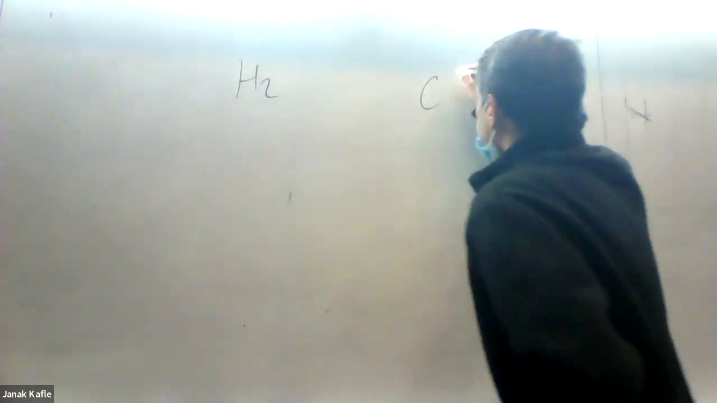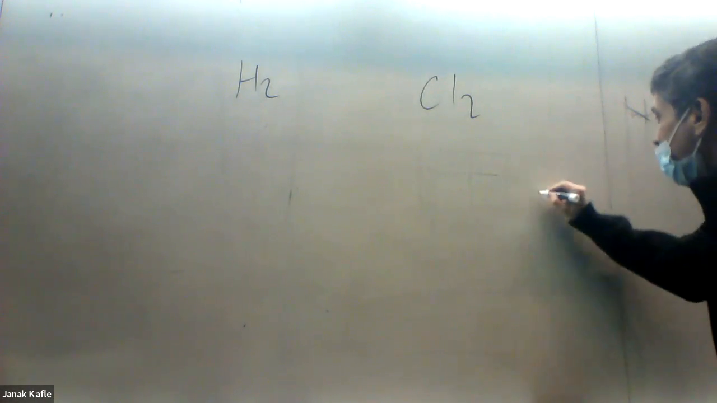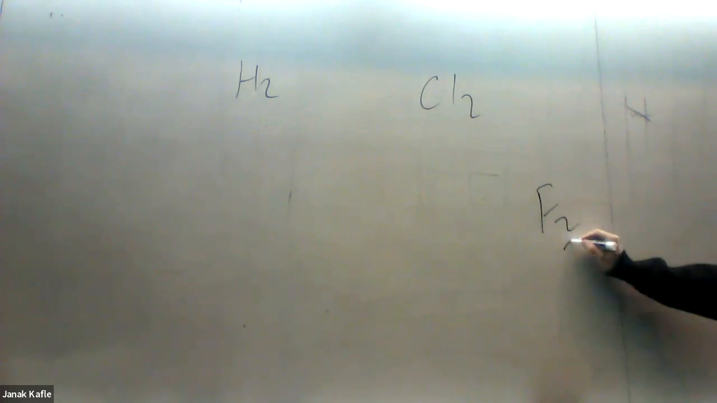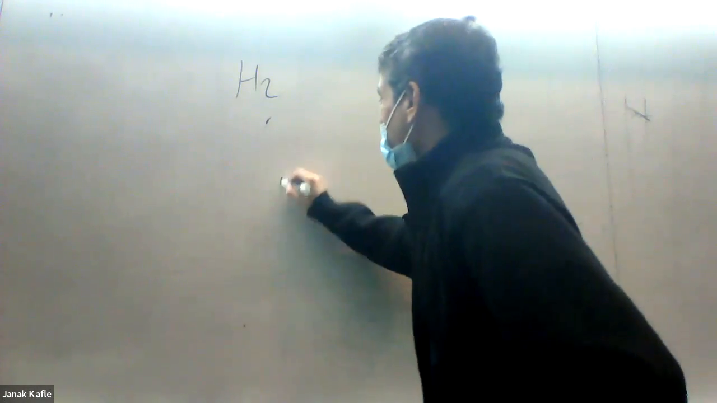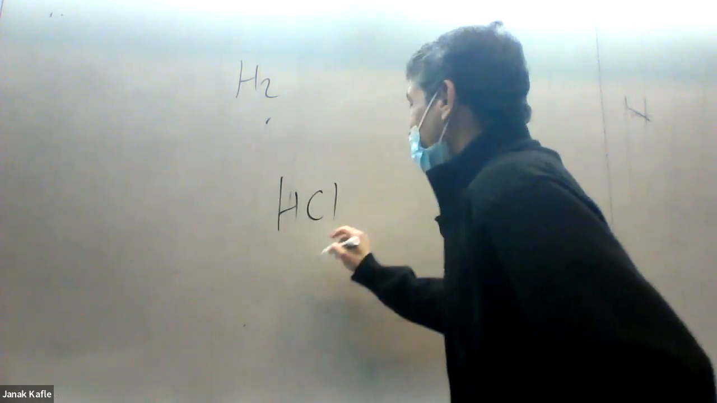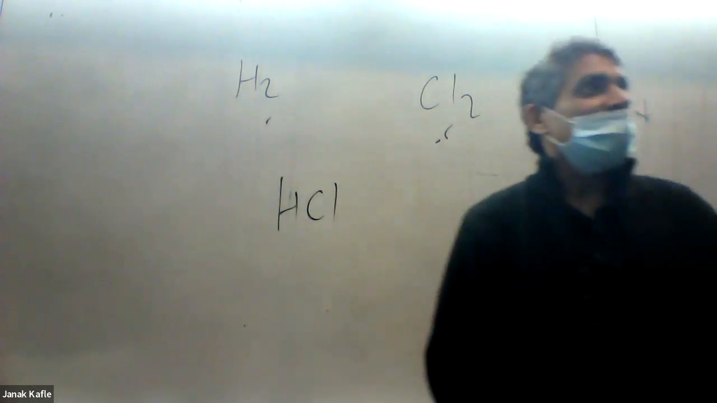So for example, you might see H2, so two H are sitting together here. You may see chlorine Cl2, so two chlorine are sitting together here. So you may see fluorine F2 like this. So this is an element, this is an element, this is an element, right? But if you see H and Cl sitting together, now this is not an element, that's a compound. Make sense? So like this.